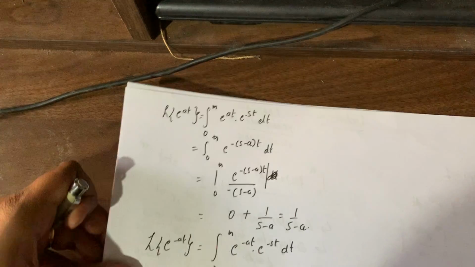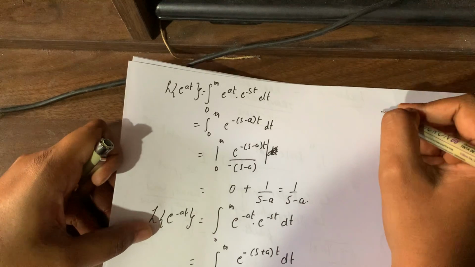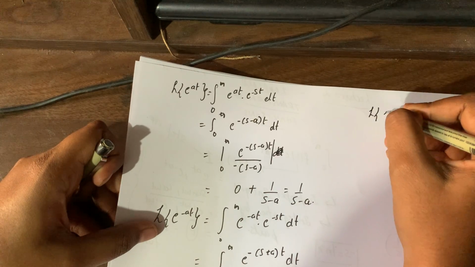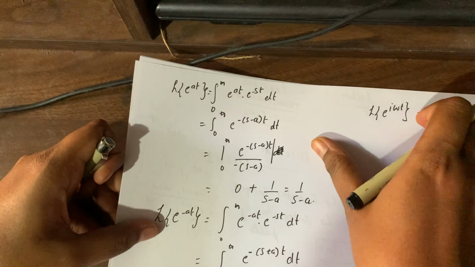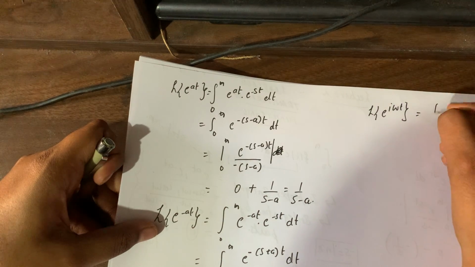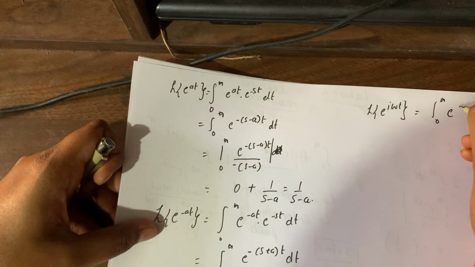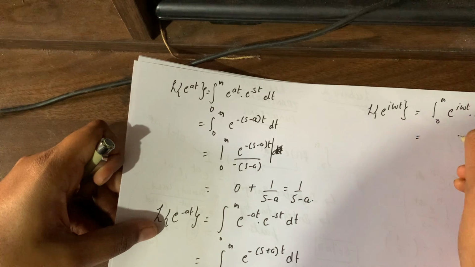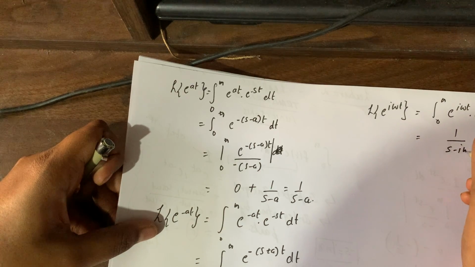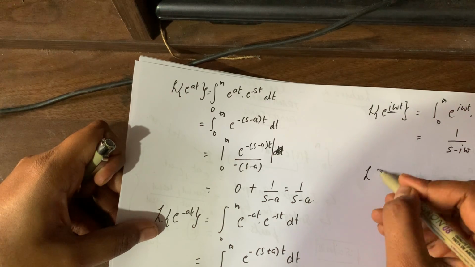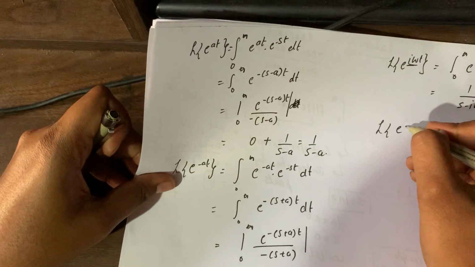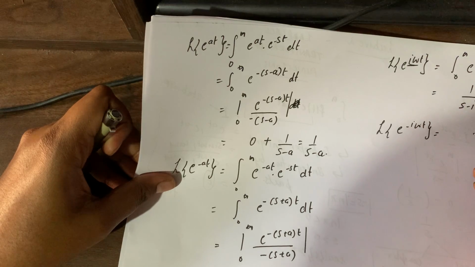Now similarly we can find the Laplace transform of e to the power of i omega t, and I think you can guess. I'm leaving this as an exercise to you; you can try it as well. The integral from 0 to infinity of e to the power of i omega t dot e to the power of minus st dt will be equal to 1 by s minus i omega. So a is basically replaced by i omega. The Laplace transform of e to the power of minus i omega t is equal to 1 by s plus i omega.